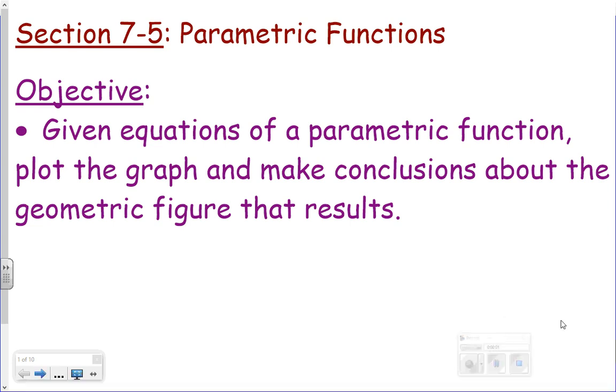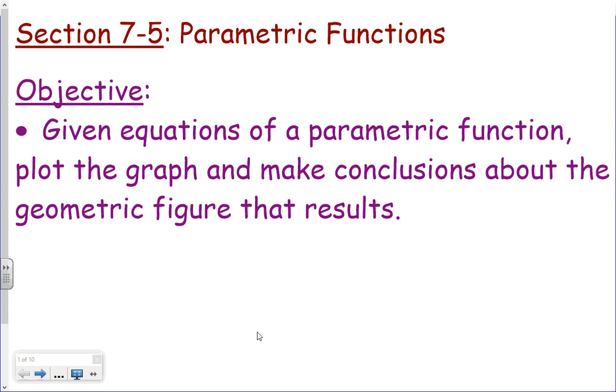All right, open up your book to section 7-5. We're on page 365 in your book. The title of this section is Parametric Functions. And our objective is, given equations of a parametric function, plot the graph and make conclusions about the geometric figure that results.